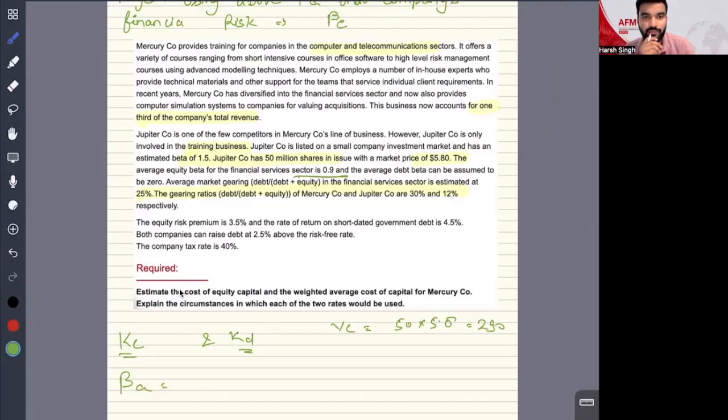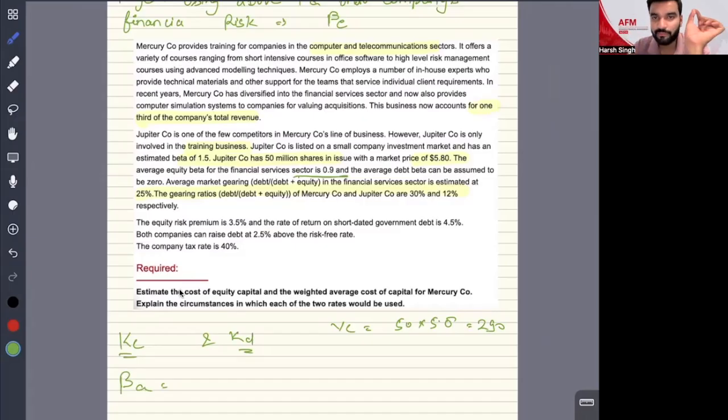Okay, now what is the value of debt which is given? Up over here, notice one thing. 290 is my value of equity, right? Up over here, how are we actually going to solve this question? It is very important, right? The key is to build up Mercury's asset beta as the weighted average asset beta of training sector and financial sector. Two sectors, training sector and financial sector, right?